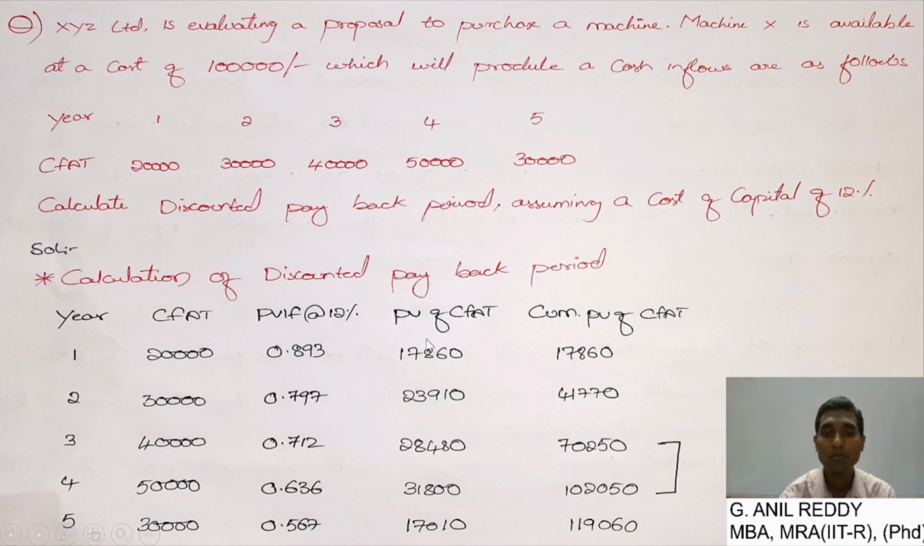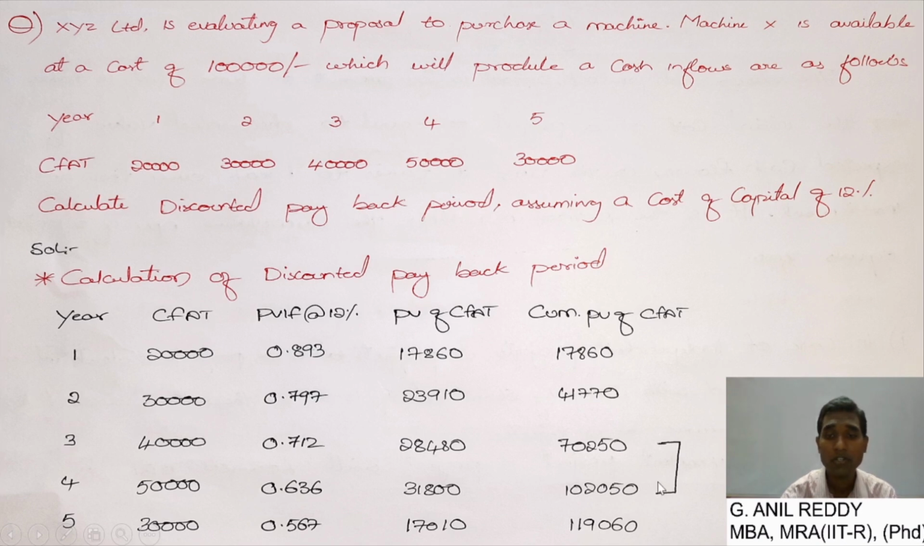Now I will cumulate the present value of CFAT. You should be careful here. This is PV of CFAT, and you need to cumulate it. The first year 17,860 as it is, 17,860 plus 23,910 is 41,770, 41,770 plus 28,480 is 72,250, 72,250 plus 31,800 is 1,02,550, and then plus 17,010 rupees. I am getting 119,060.